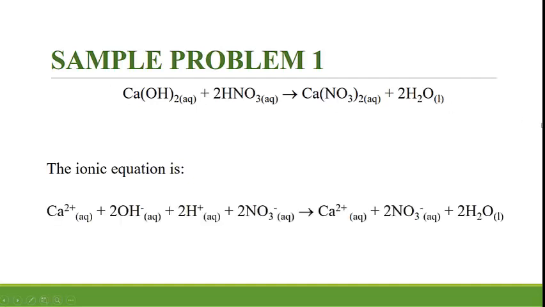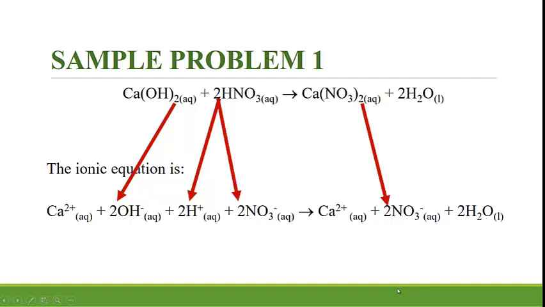The other thing to remember is, what do we do with subscripts and coefficients? Well, our subscript here now becomes a coefficient on the hydroxide. We have 2 HNO3, so that 2 is going to go with the H and the NO3. And then once again, we have a subscript here that's going to stick with your NO3. It doesn't affect the calcium. And then the water, since it's a liquid, is going to stay in that form. So that below is our complete ionic equation.